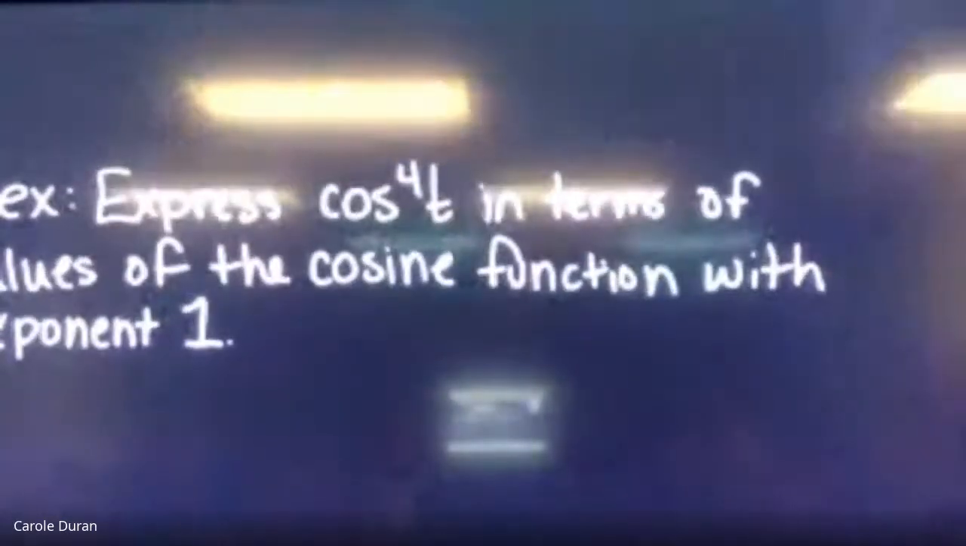So this example would like us to take the expression cosine to the fourth power of t and turn it into a function that only has cosines to an exponent of 1. So I want nothing but cosine functions, and I want no exponents larger than a 1. There would be no exponent on there, yes. But no exponent is the same.